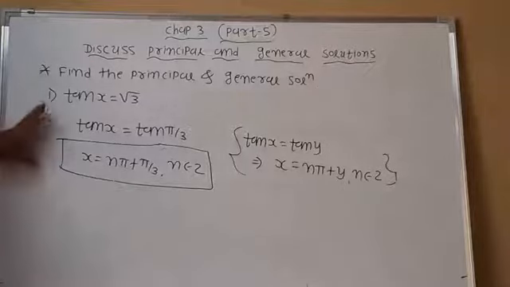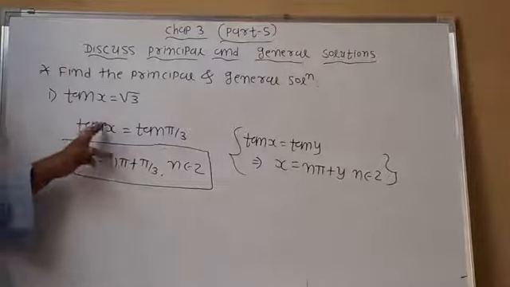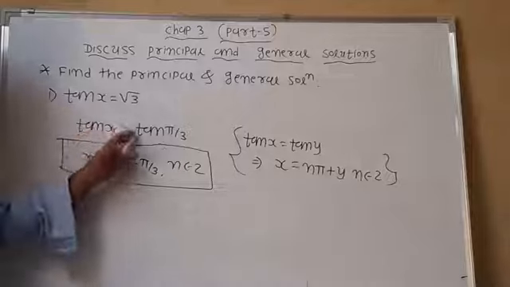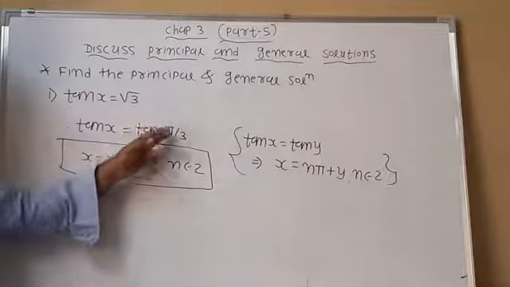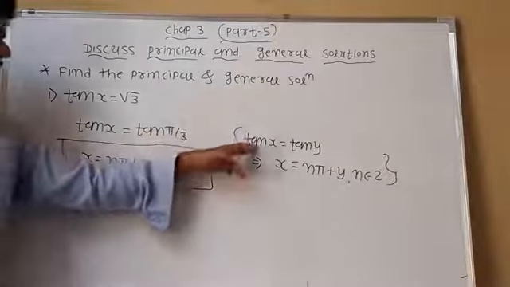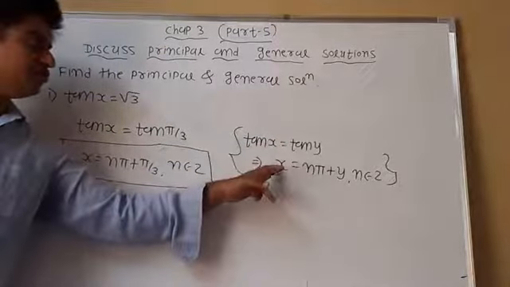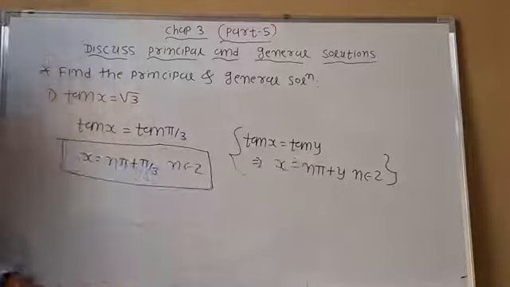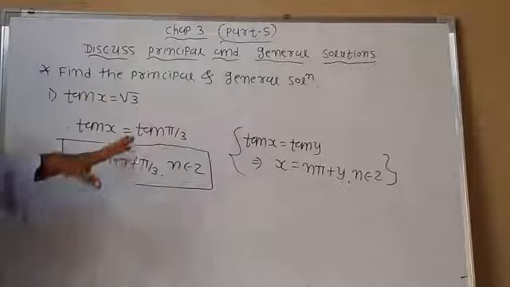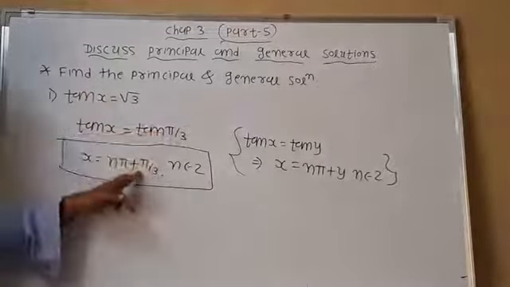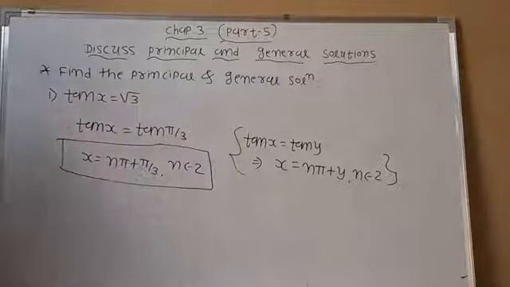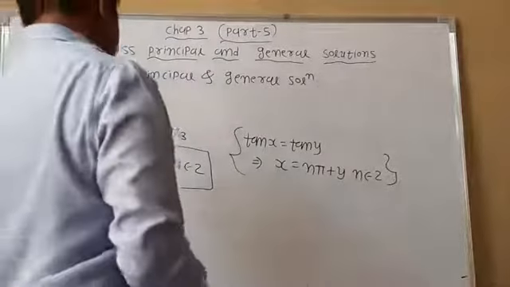Okay. So how can we find out the general solution? So first, in position of under root 3, written 10 pi by 3. Now after using this result, 10x is equal to 10y implies x is equal to n pi plus y. Y in place of it, substitute here pi by 3. So we get the answer. Now second question.